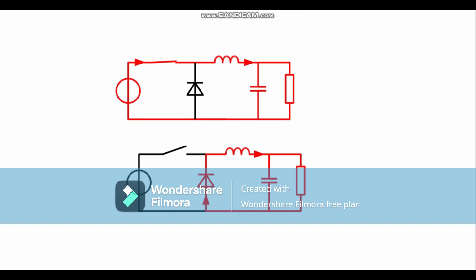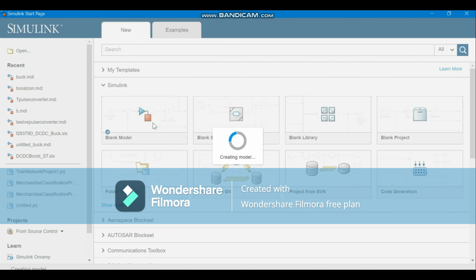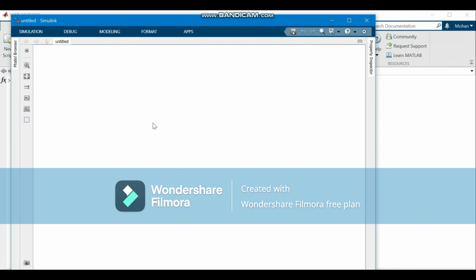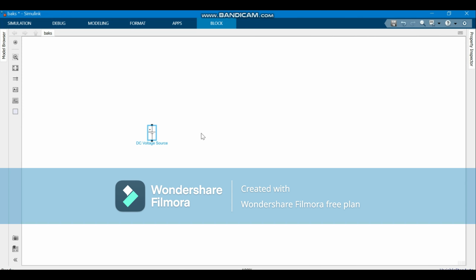Now moving into MATLAB Simulink to start designing our buck converter. Open Simulink and create a new model. Import all the necessary components from the library browser: DC voltage source, MOSFET, diode, inductor, capacitor and resistive load.